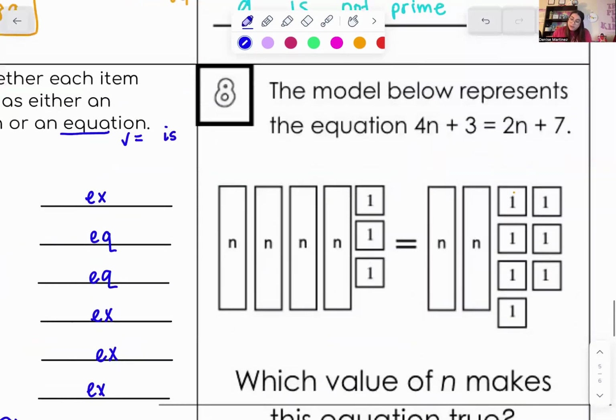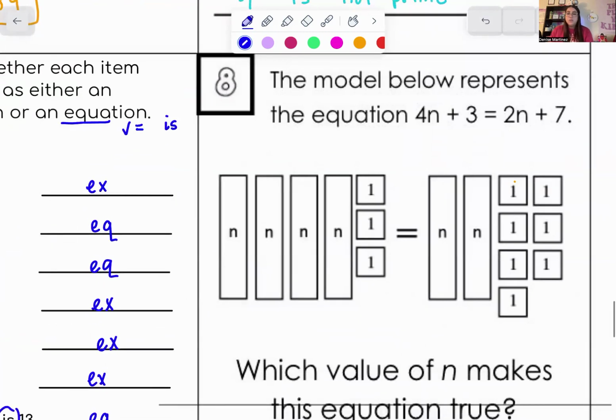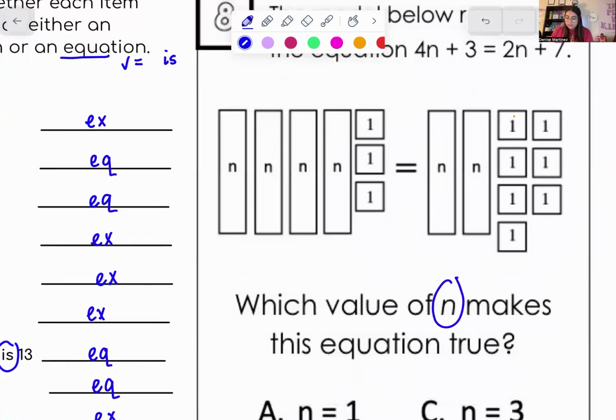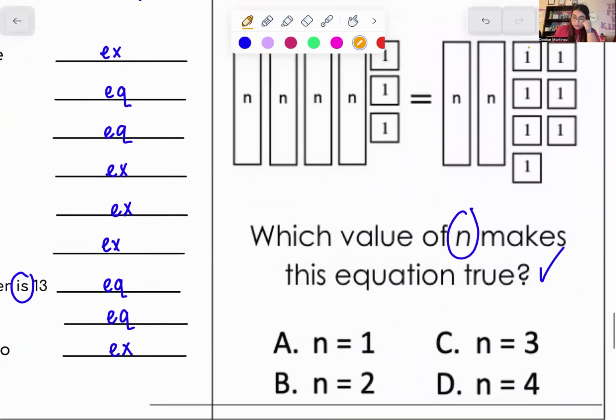Okay, the model below represents the equation 4n plus 3 equals 2n plus 7. Which value of n makes the equation true? So if we remember, this is when I plug in each and every single answer choice into the model. So I'm going to plug in everywhere I see an n. I'm going to start off with A, which is 1.